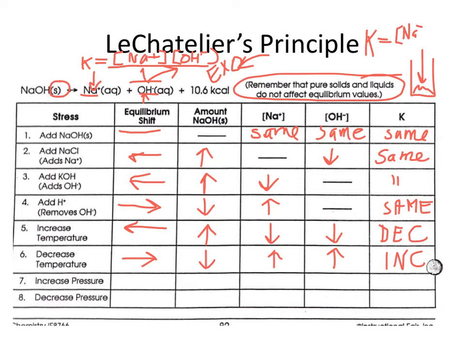And if we actually take a look at this, and we're going to change the pressure, none of these are gaseous systems. There's no gases in anything here. So there's going to be no shift in the equilibrium because there's no gases here. Same thing as decreasing the pressure. And basically, everything about the system will remain the same.